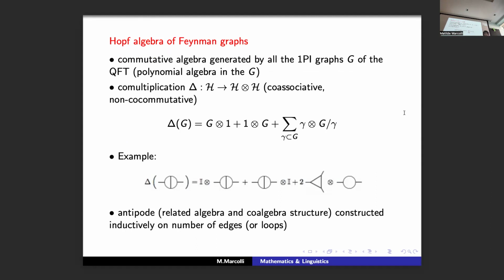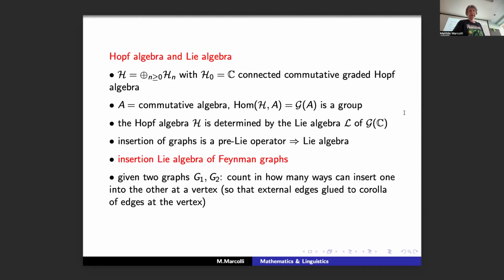I have two ways of doing this. If I shrink it to a vertex, I get this. So these are the only other extraction of subgraph. And the corresponding Lie algebra structure becomes the insertion of one Feynman graph into another at all the places where you can insert it.